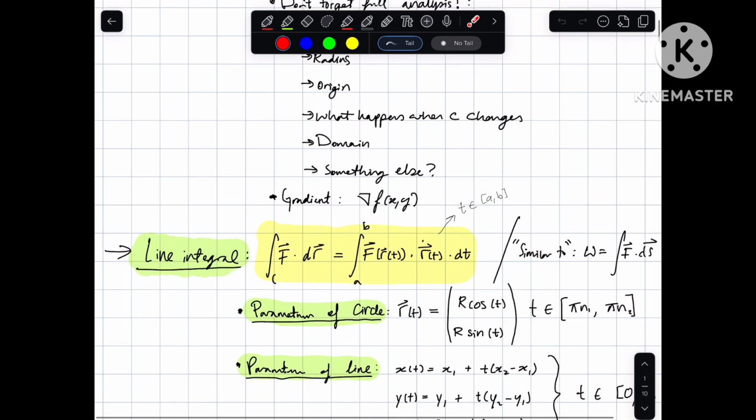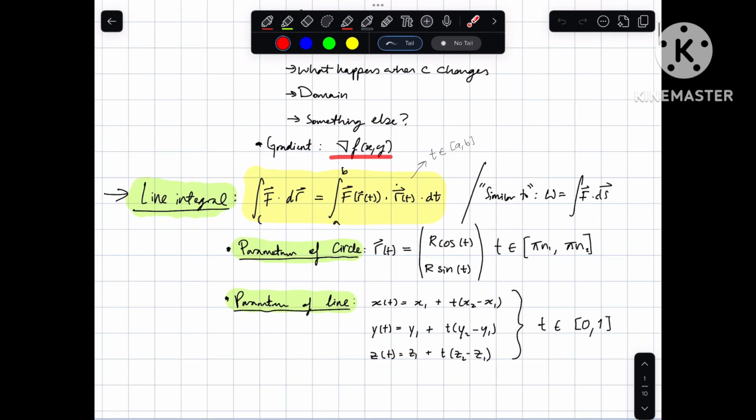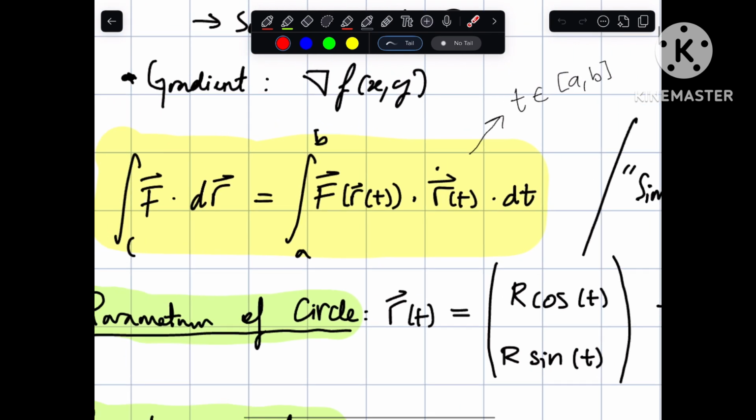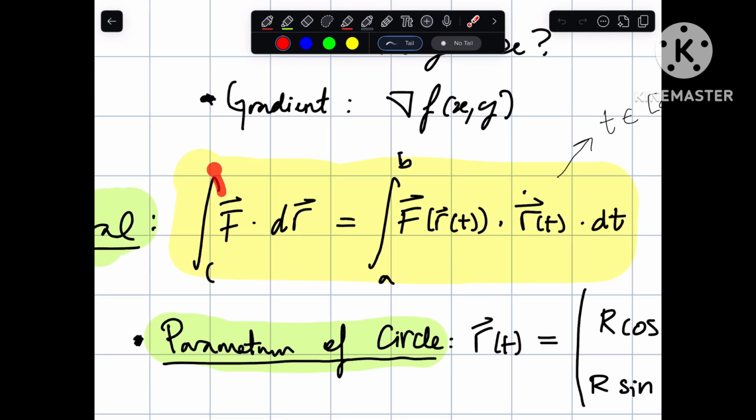And yeah, that's the gradient. You know what gradients are. Line integrals. So these are important. This is a very important part. The line integral of the vector function times the line element, dr, is equal to this.